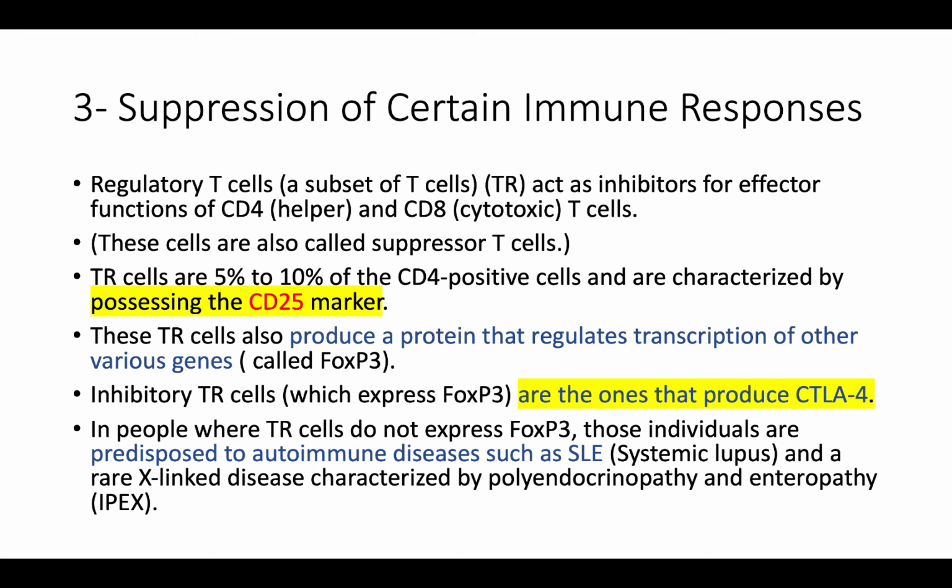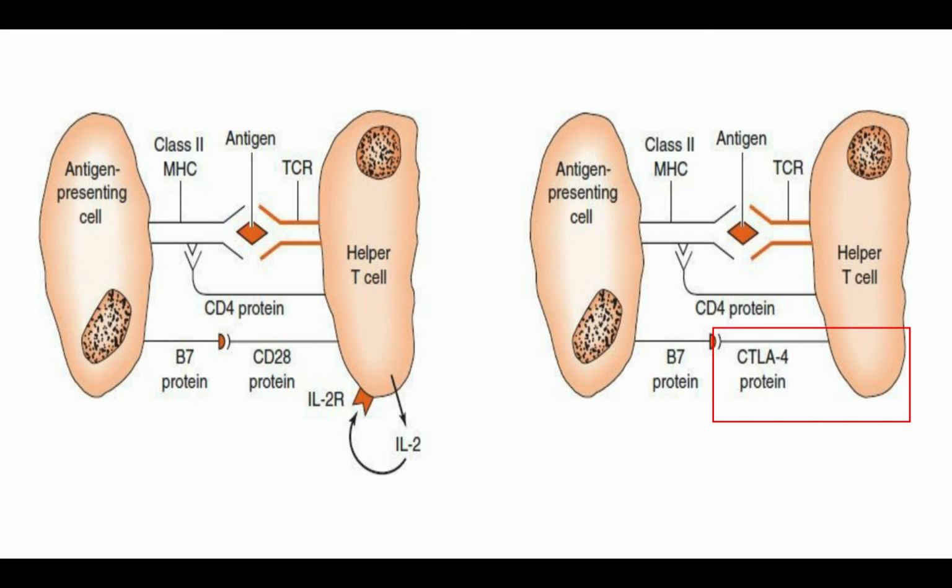Now people who do not have the FOXP3 gene, obviously they will not be able to produce CTLA4. They will be predisposed to autoimmune disease, for example SLE, and other rare diseases, for example polyendocrinopathy and enteropathy as well. So this is from the previous lecture, and this is where FOXP3 controls this portion.